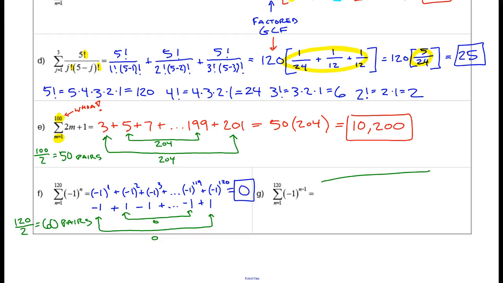And I'm going to let you look at example G on your own. Example G is going to give you the same result. Example G also adds up to 0. It has that same alternating pattern back and forth between -1 and +1, except with this one, n-1 is the exponent, so the sequence actually starts at +1, then alternates to -1. So it's a slightly different sequence than the one in part F, but the result is the same.